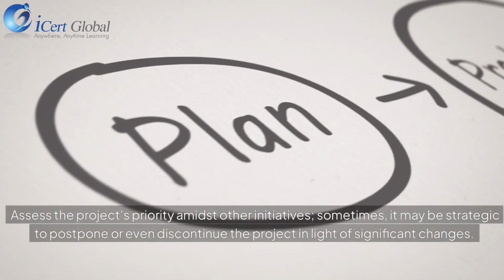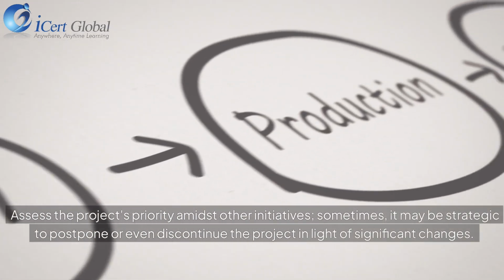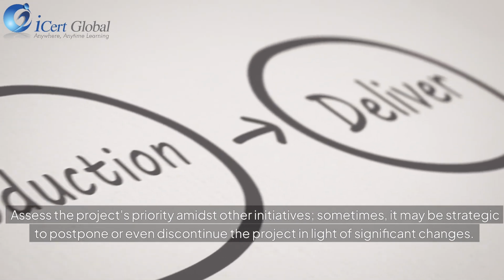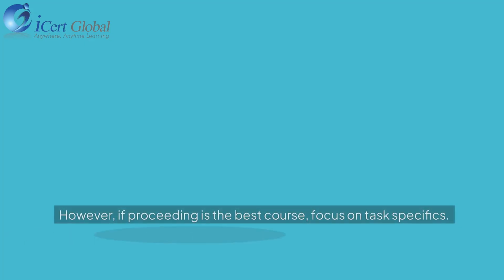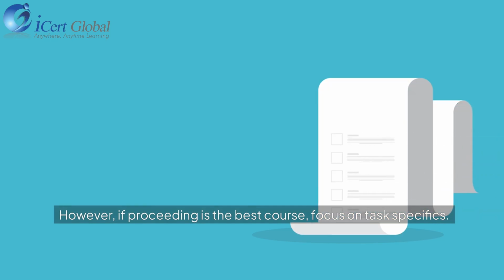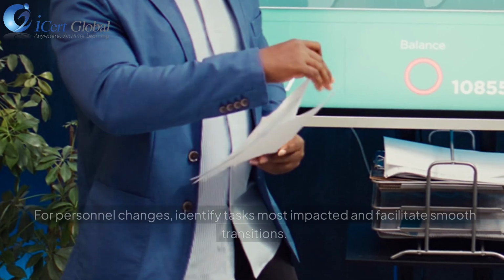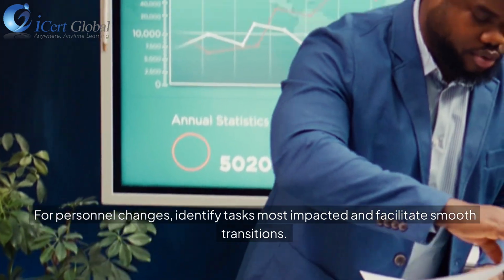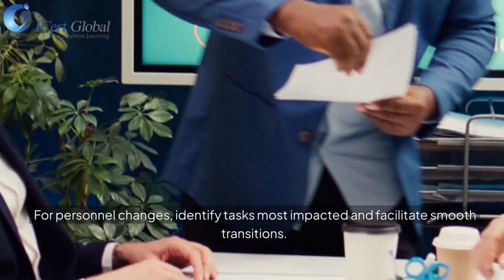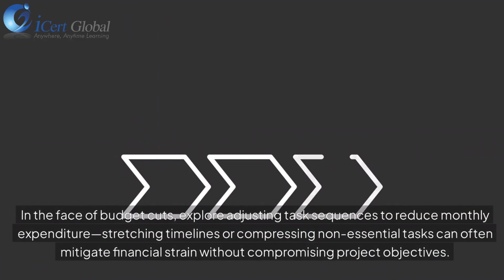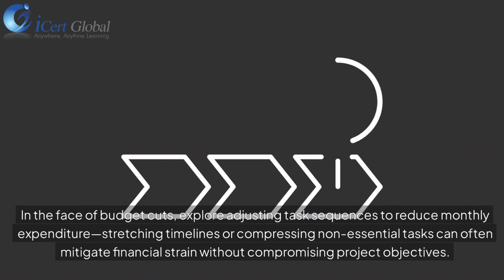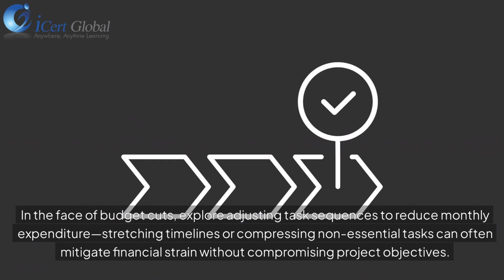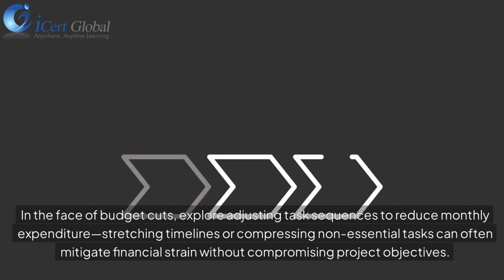Assess the project's priority amidst other initiatives. Sometimes, it may be strategic to postpone or even discontinue the project in light of significant changes. However, if proceeding is the best course, focus on task specifics. For personnel changes, identify tasks most impacted and facilitate smooth transitions. In the face of budget cuts, explore adjusting task sequences to reduce monthly expenditure. Stretching timelines or compressing non-essential tasks can often mitigate financial strain without compromising project objectives.